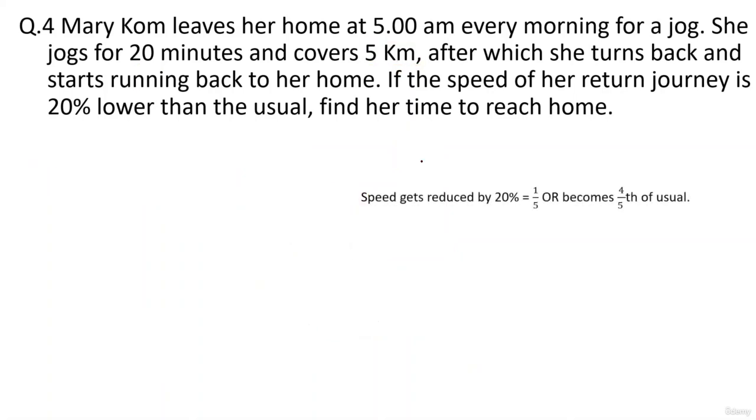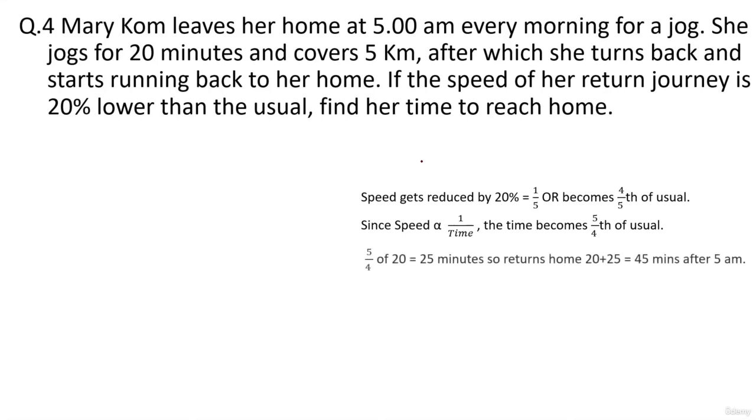Okay, we observe that the speed gets reduced by 20% or 1/5, or becomes 4/5 of the usual, right? Since speed is inversely proportional to time, the time becomes 5/4 of the usual. It's as simple as that. So 5/4 of 20 is 25 minutes. Total time ho gaya 45 minutes after 5 a.m., which is 5:45 a.m.